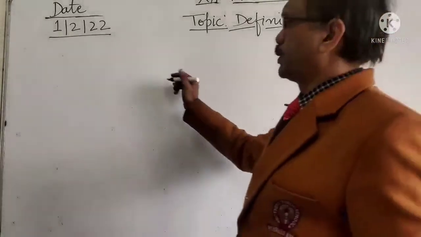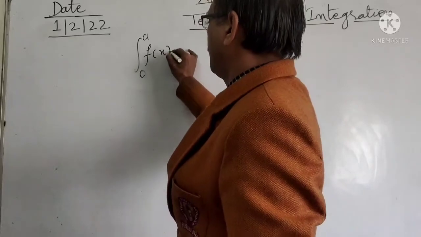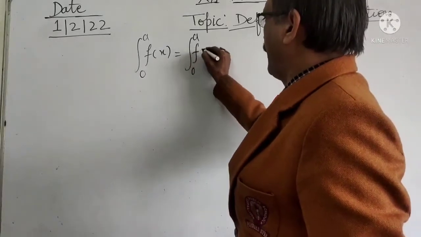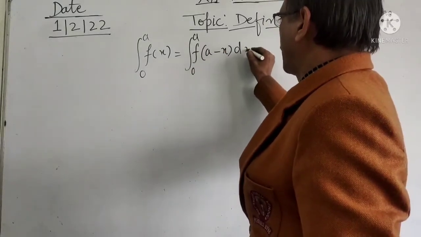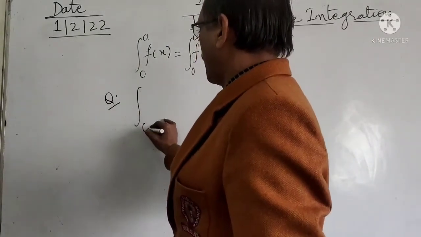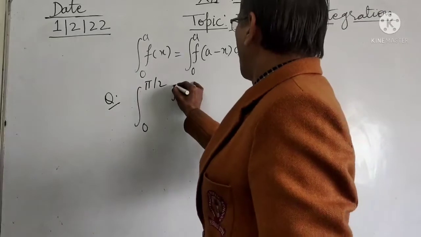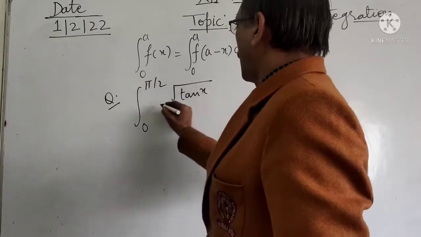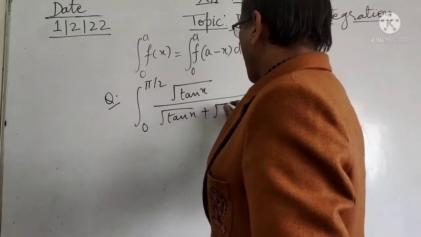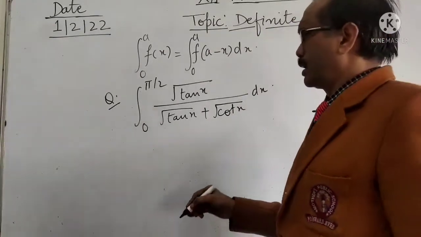Now, student, the next property is integral 0 to a f(x) dx. It becomes integral 0 to a f(a minus x) dx. Now there is a question: the limit 0 to pi by 2 of root tan x upon root tan x plus root cot x dx. See the solution.